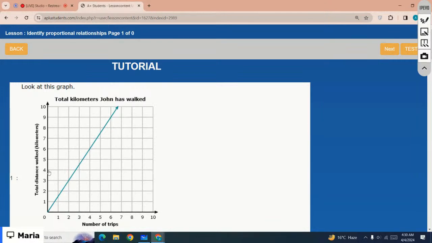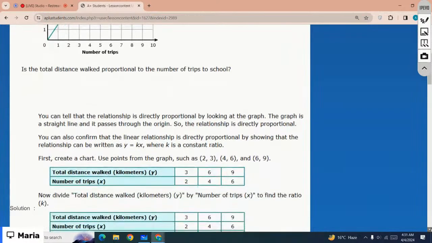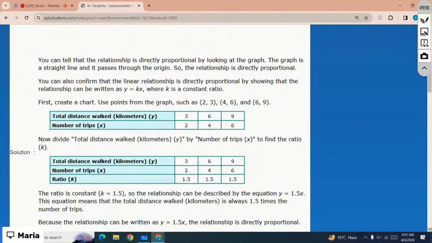Okay, look at the graph. Is the total distance walked proportional to the number of trips to the school? Here is the total distance walked and here is the number of trips, right? You can tell the relationship is directly proportional by looking at the graph. The graph is a straight line. It passes through the origin. So the relationship is directly proportional, right? Because the graph is a straight line, so that is our directly proportional.